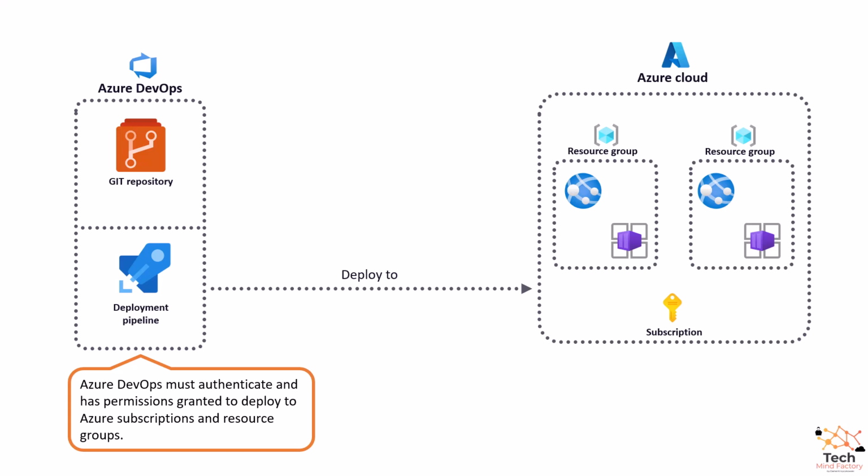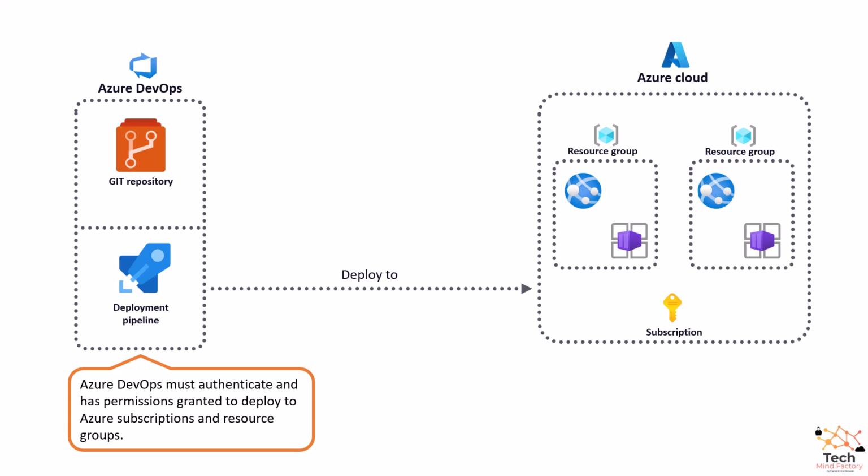And obviously in Azure DevOps, we have our Git repository with the source code for Azure infrastructure and our application, and also we have deployment pipelines to deploy Azure infrastructure and application packages to the Azure Cloud. And on the right side, we have Azure Cloud resources. So we have different kinds of resource groups. Inside those resource groups, we have different kinds of Azure resources like Azure Web Apps, Azure Containers Apps, and so on and so forth. And the thing is that Azure DevOps must authenticate and have permissions granted to deploy to Azure subscriptions and the resource groups.